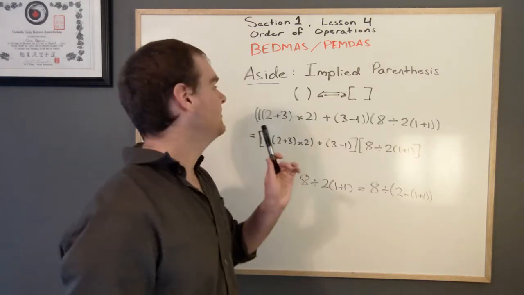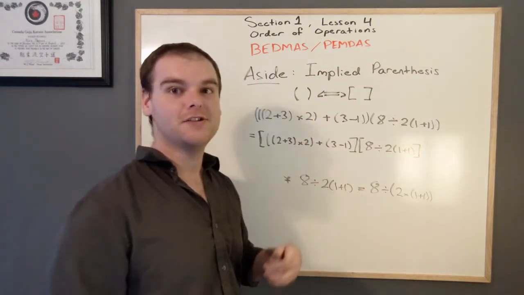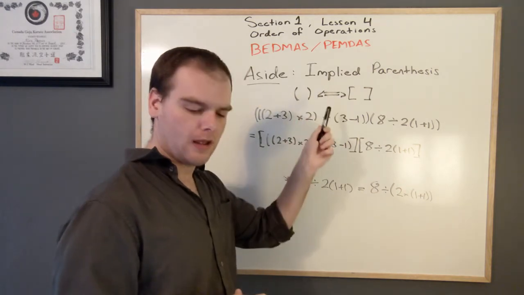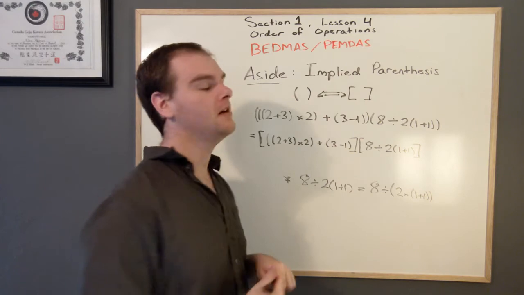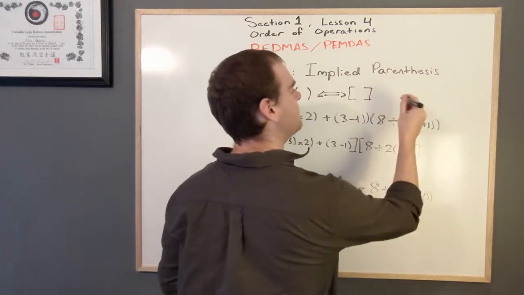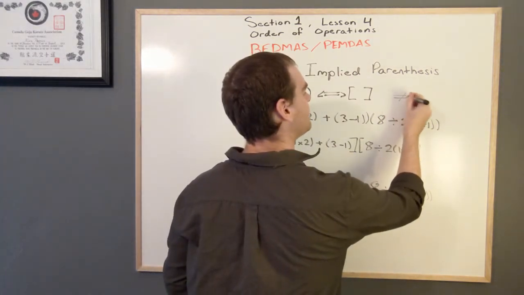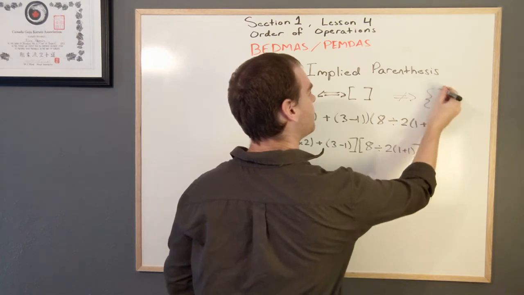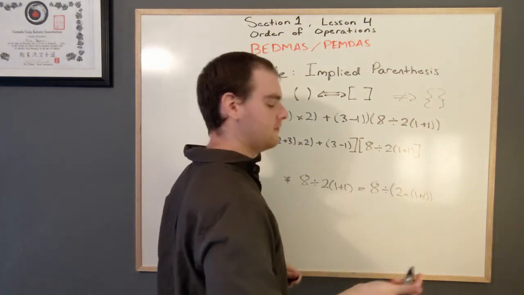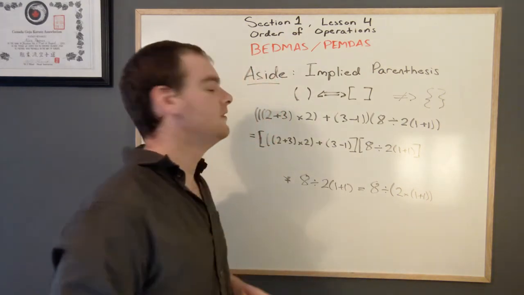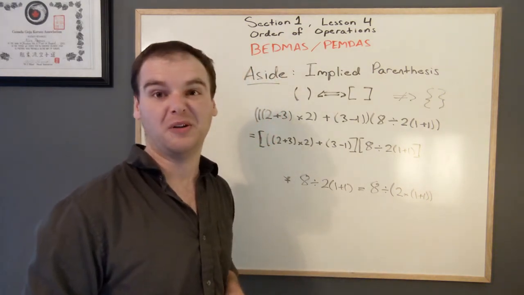Next up, I just want to point out that you can interchange these curved brackets in exchange for square brackets. But just keep in mind that you shouldn't interchange them with these curly brackets, that's set notation, and that would be really weird.